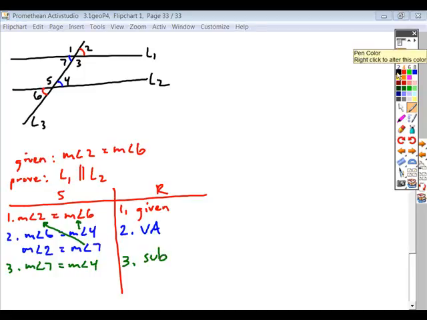And then that allows us to now state, well, what do we know about angles 4 and 7? Those were alternate interior angles. And if alternate interior angles are equal, that's enough to show that lines are parallel by what we just saw in the last example, which was AIA. Okay, so in these 4 steps, we proved the following theorem.